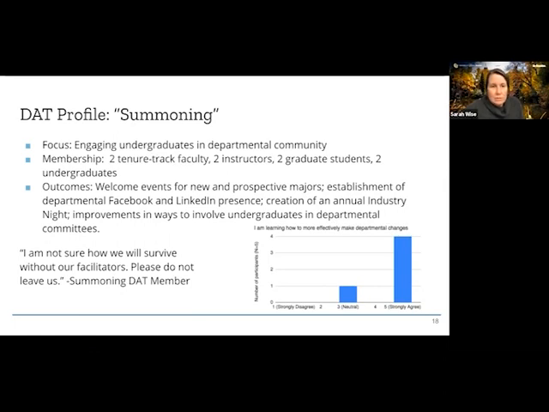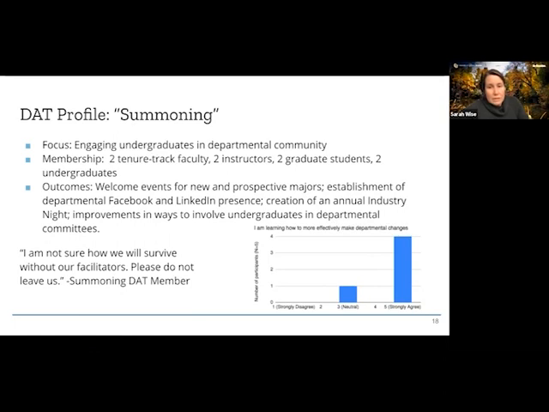And they chose as their focus their intent to engage undergraduates in the departmental community and to create community among undergraduates as well. And this DAT ended up being 2 tenure track faculty, 2 instructors, 2 graduate students, and 2 undergraduates. They were an extremely balanced DAT in terms of roles. And they ended up choosing to create a number of events for undergraduates to participate in, as well as events for undergraduates and graduate students.